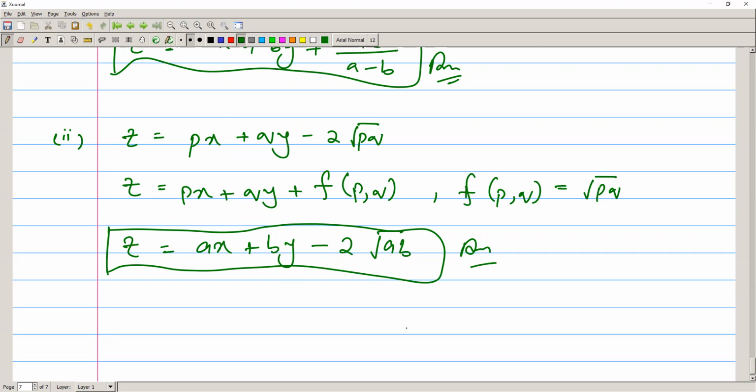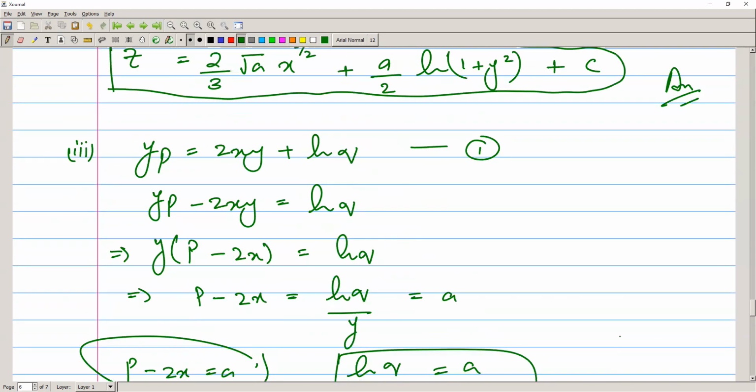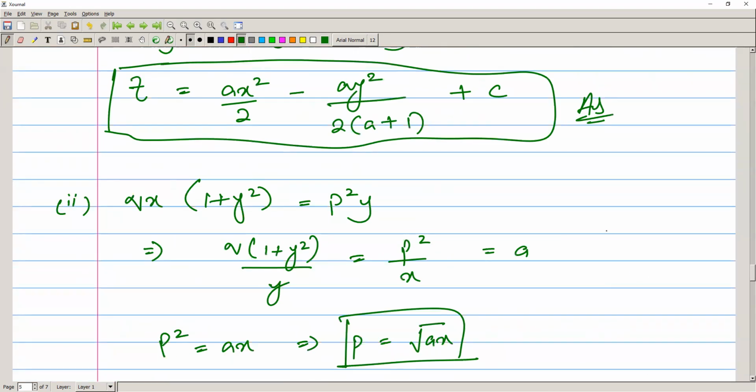And then the next form was given as if a function of z, p, and q is given, right? And then type 3 was if a function of xp is equal to a function of yq, right? And this Clairaut form says that if z is equal to px plus qy plus some function of pq, right? So hope you guys will understand these methods, these types.